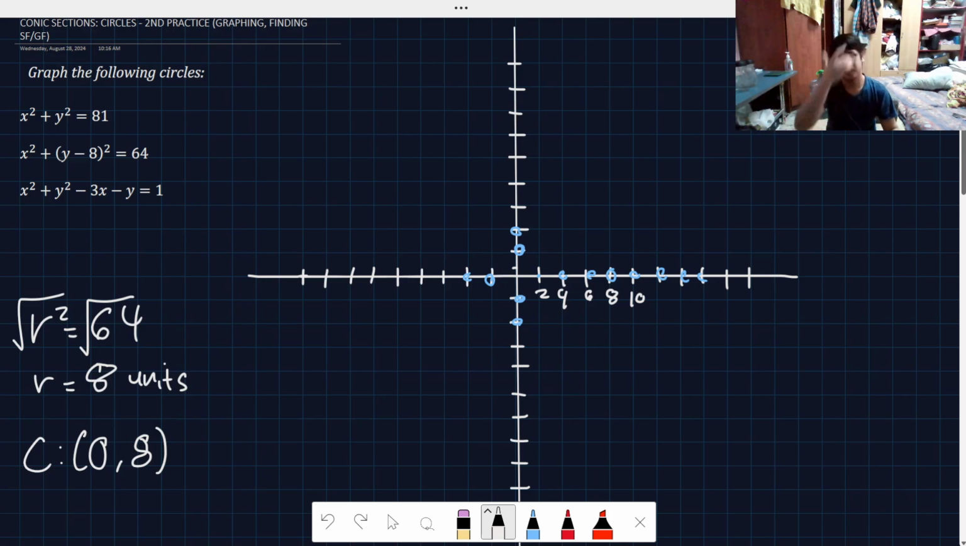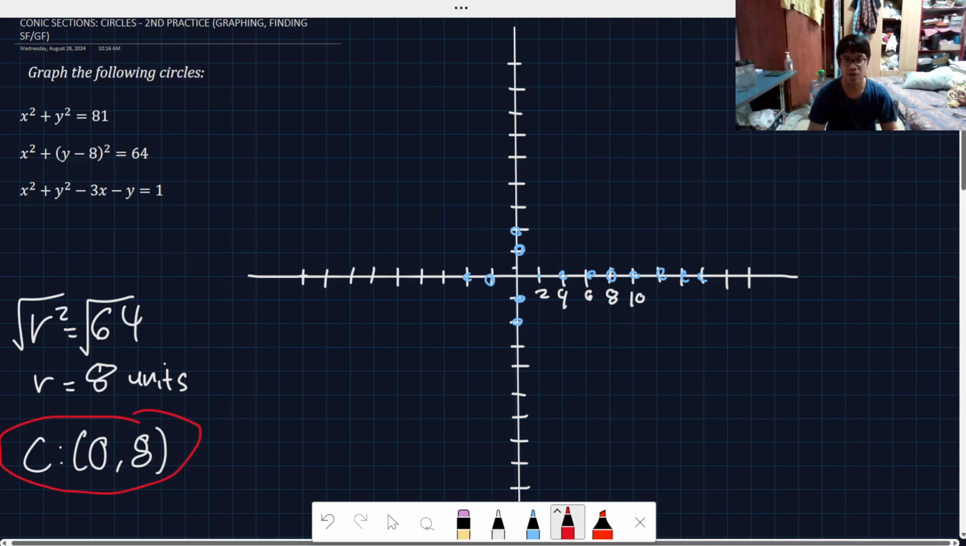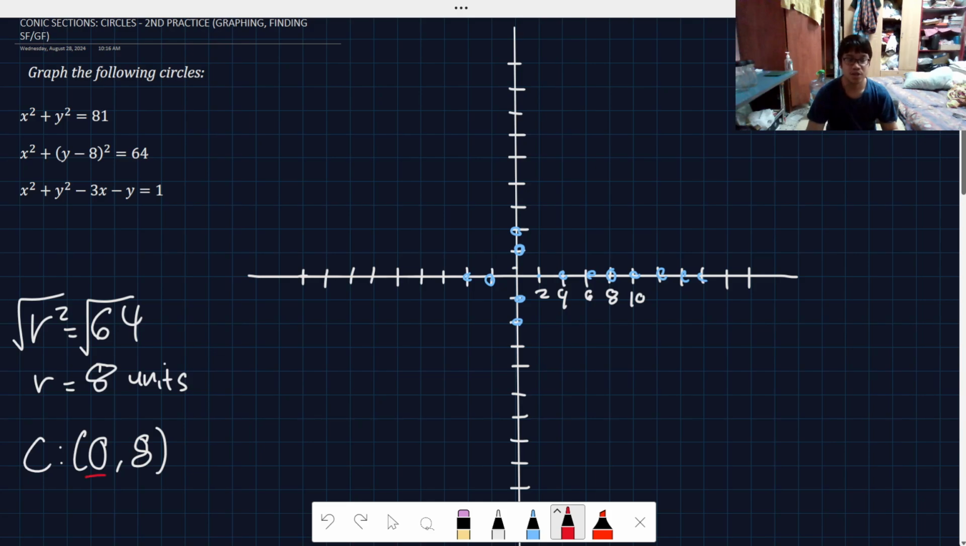Okay, so now let's graph this problem. First we must locate the center. Your center here is 0, 8. Since your h is 0, that means your graph would not move left or right. So initially it's at the origin, because there's no value of your h except the fact that it is 0. That means you're not going to move to the right or to the left. You're just going to stay right there.